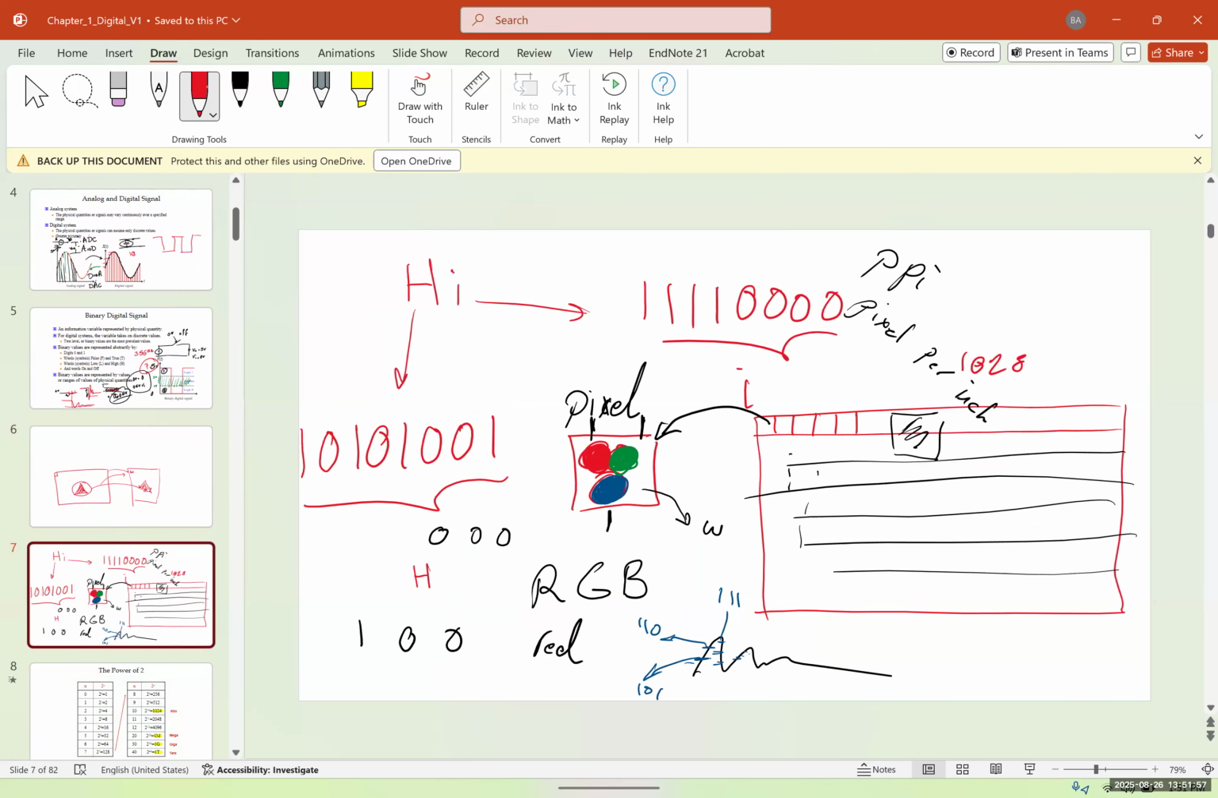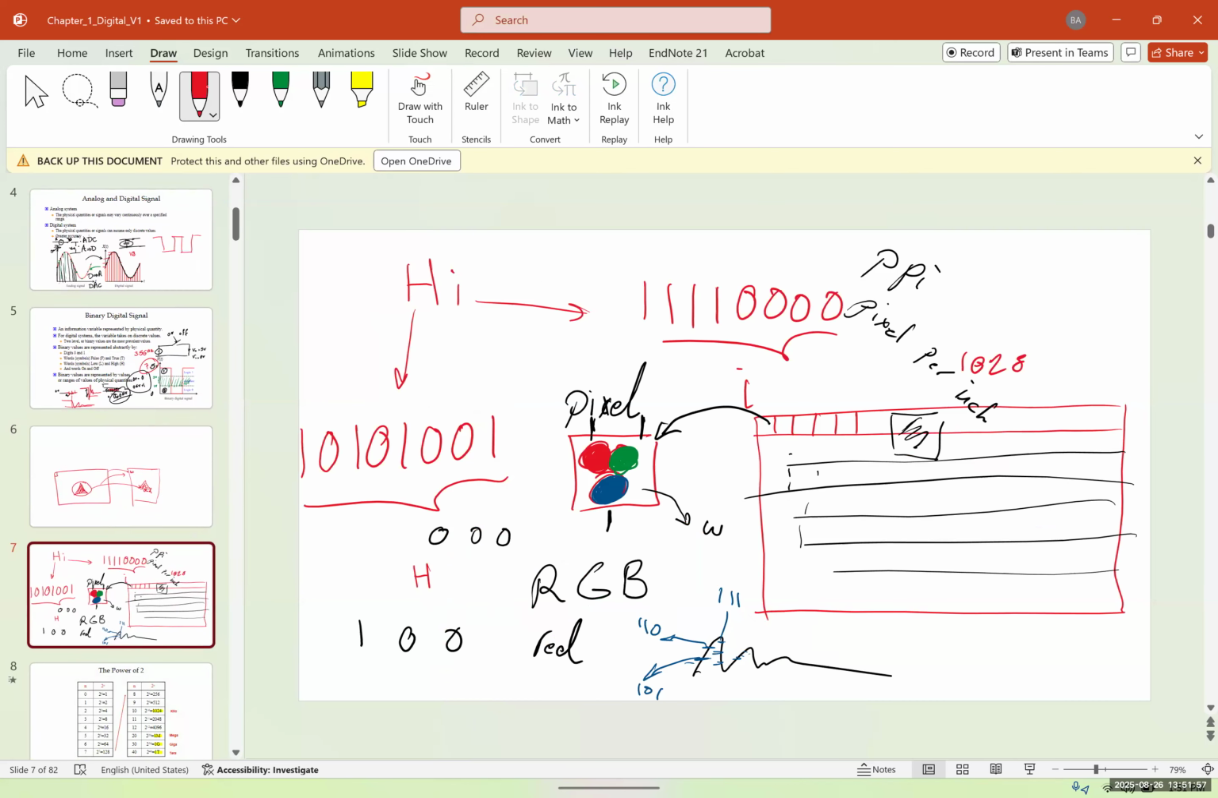An image, a digital image is represented, how we show a digital image, okay? So a digital image is showed by pixels, okay? Pixel is actually a Latin word. It's a combination of 2 words, picture element. They call it pixel, okay?